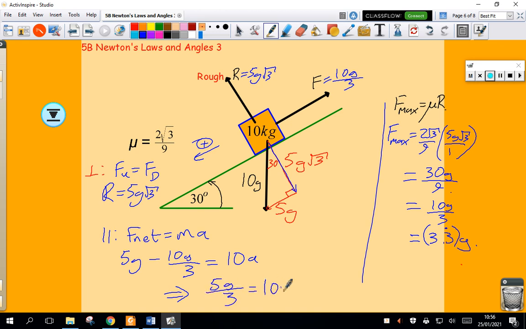That's equal to 10a. Dividing on both sides by 10, I get 5g over 30, or 1g over 6 meters per second squared. So this object is going to accelerate downwards at a rate of 1/6 of g, little g, where g is approximately 9.8.